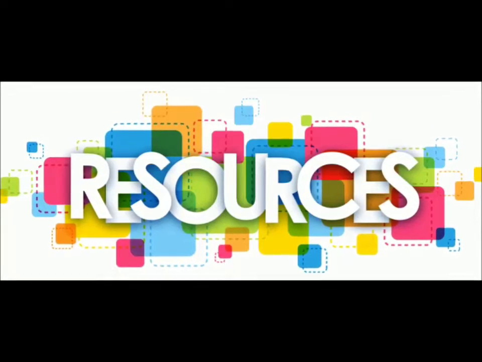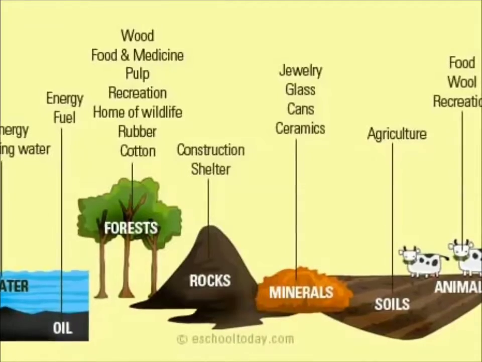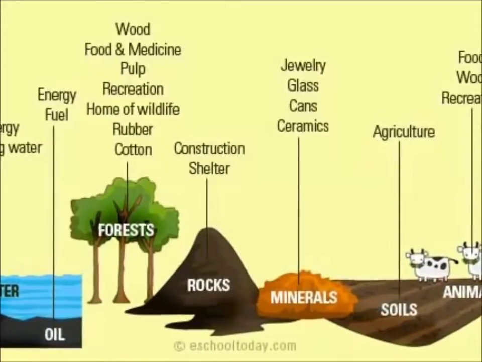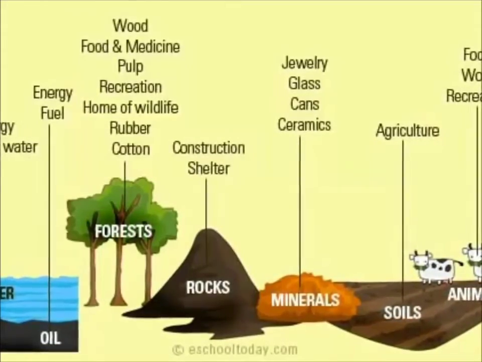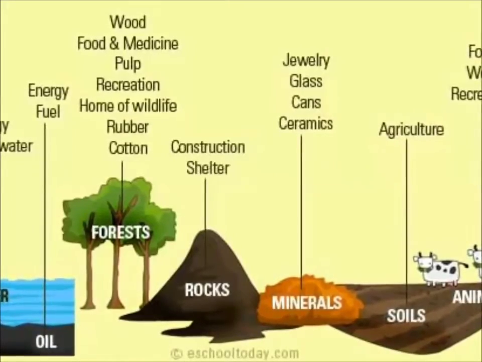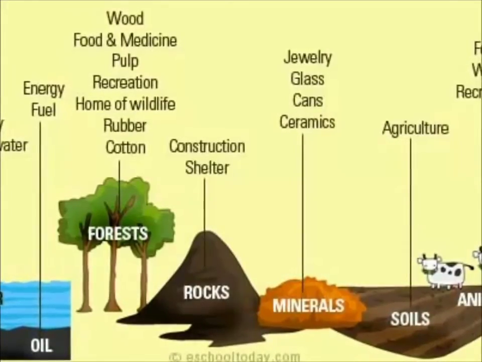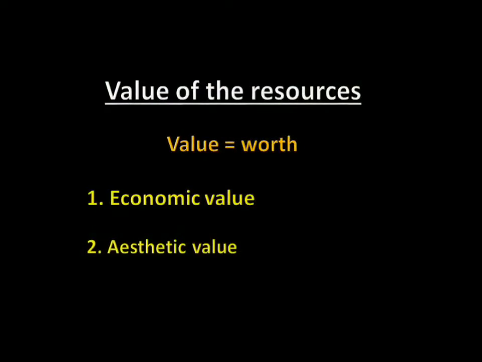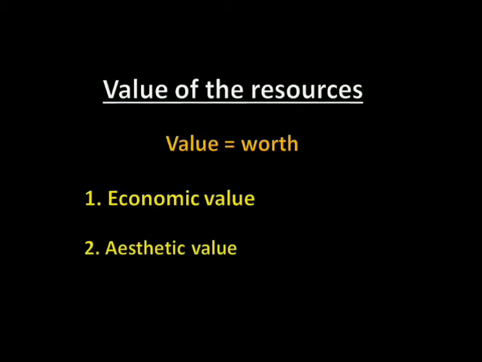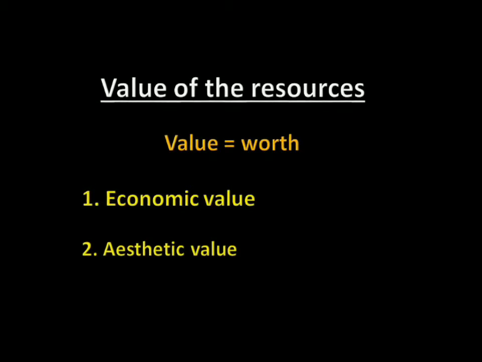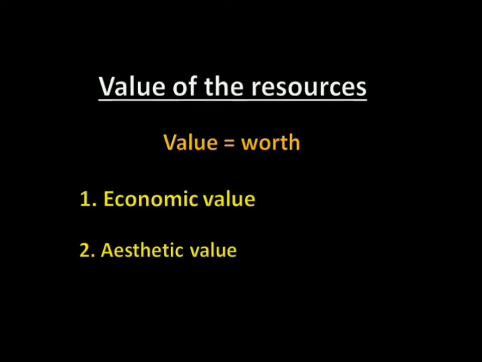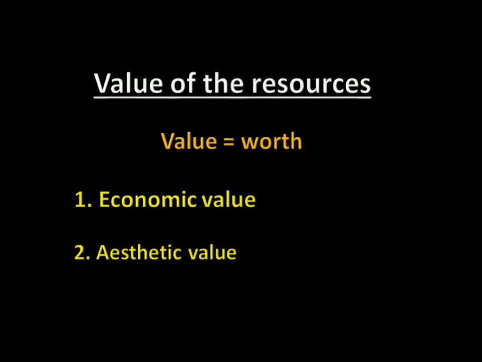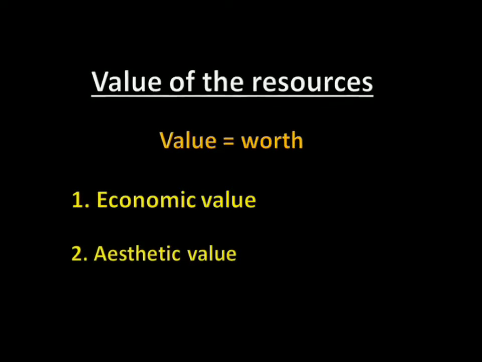A resource has its value and utility. Utility means any kind of use. If it is a stone or a piece of paper or a pen or whatever it may be, it will have its uses. So every useful thing is called a resource, and a resource has its value. Value means worth, a common word we always use. For a resource, two types of values are there.